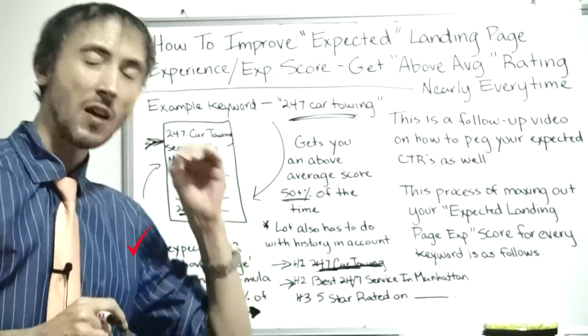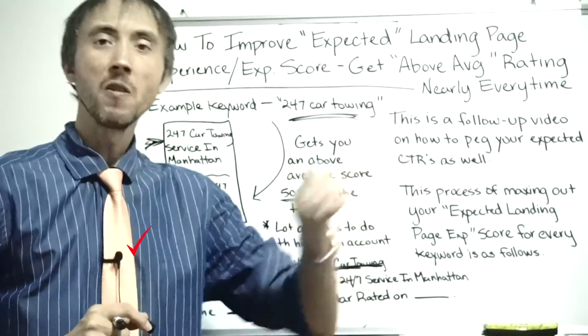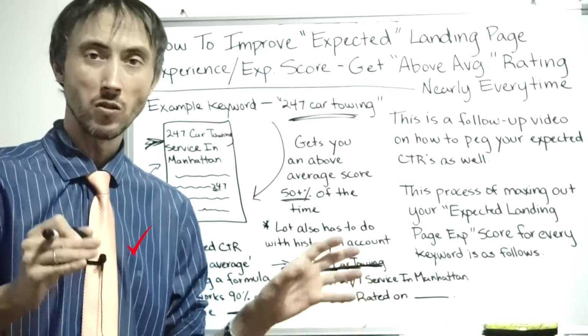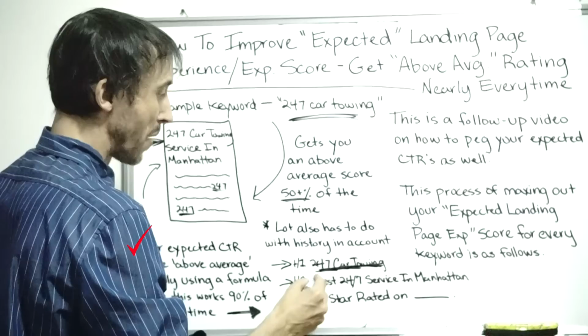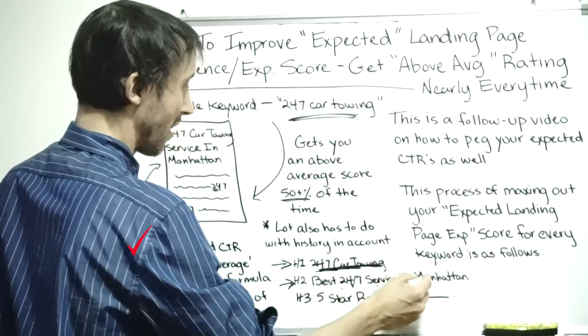And instead of getting 3.5% click-through rates, you're getting 7 to 15% click-through rates like we do on our ads routinely. So, best 24 service in Manhattan.